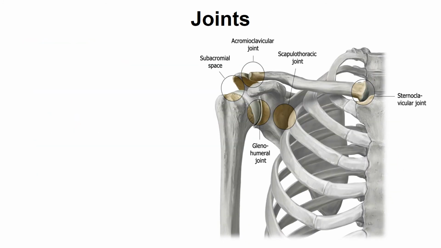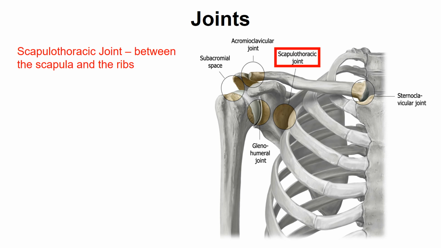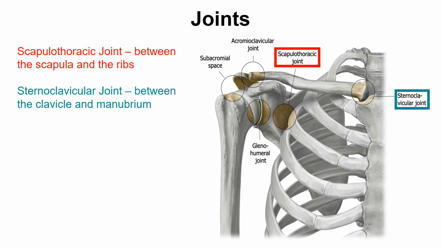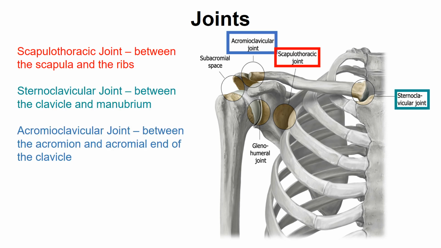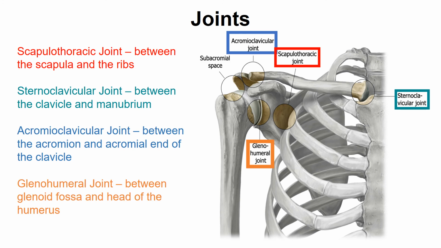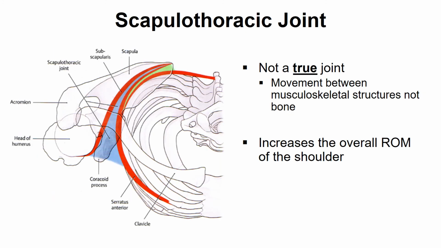Next, we're going to move on to joints. So we have a scapulothoracic joint, sternoclavicular joint, acromioclavicular joint, and a glenohumeral joint. And we're going to talk a little bit more in detail about those.